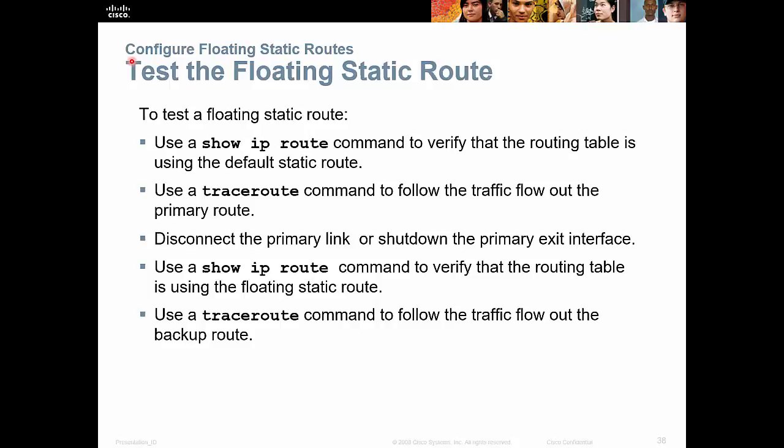If you want to test the redundancy, you can actually disconnect the primary link or go into the router and do a shutdown command on the exit interface and then make sure it fails over. You can use a show ip route command to verify the routing table uses the floating static route. And then use a traceroute command again to follow the backup route to make sure that it's going the right way.